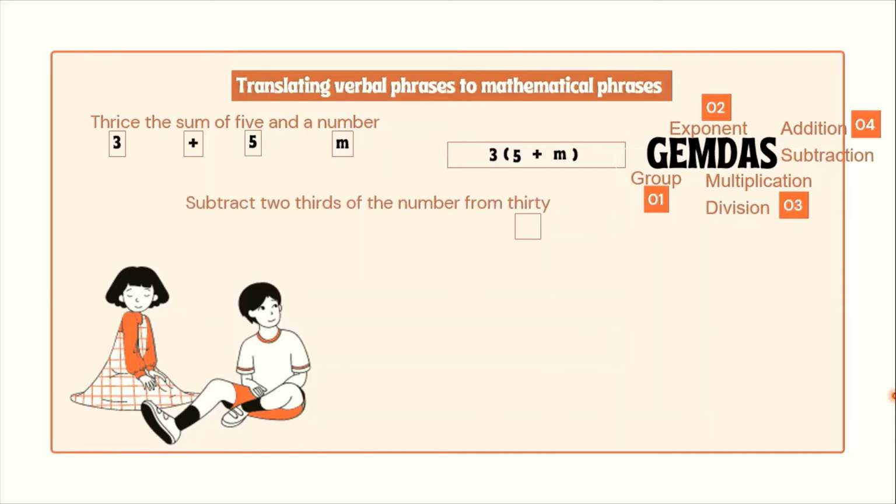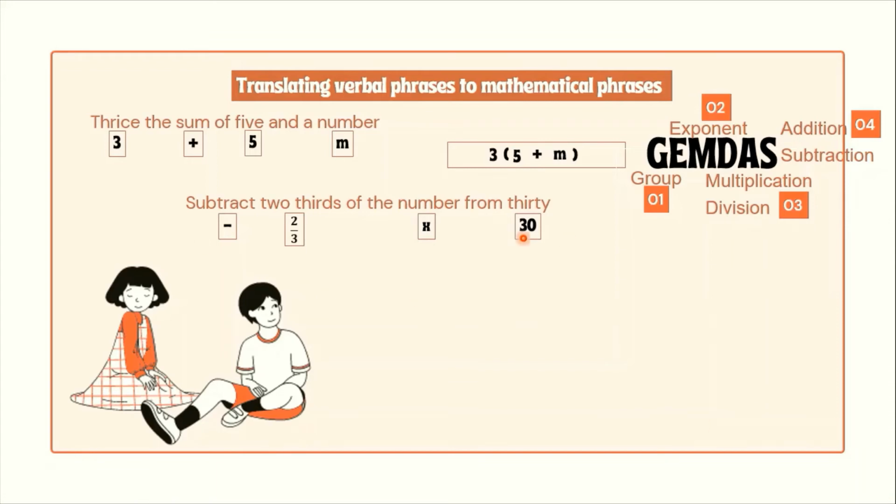For example, subtract 2/3 of the number from 30. Analyze natin at translate natin sila isa-isa into number and symbol. Subtract, so kailangan nating maglagay ng minus sign. 2/3 is a fraction. The number, pwede tayong pumili ng any letter from the alphabet. This time, I'll be using X. And 30, ito yung kanyang numerical na form.